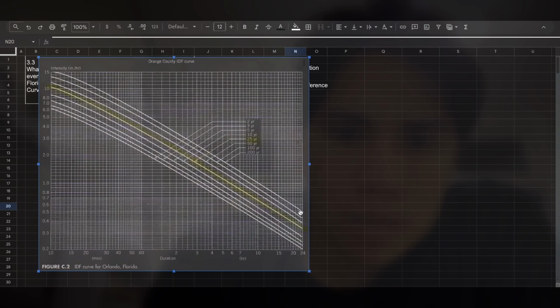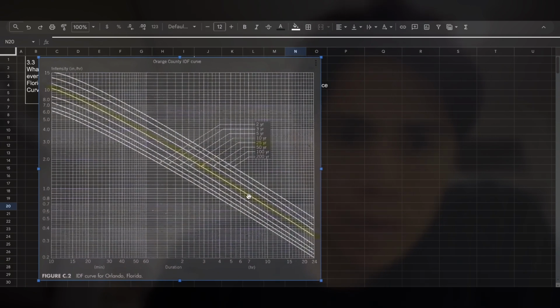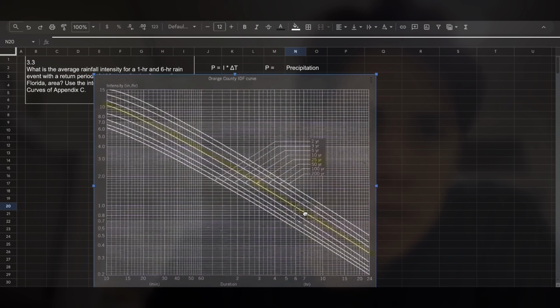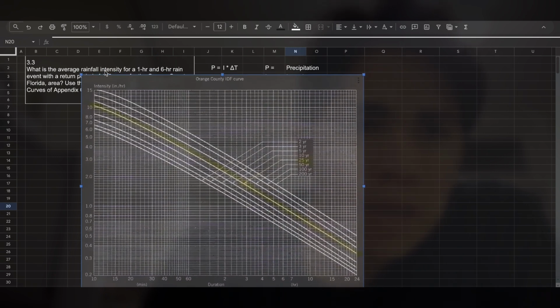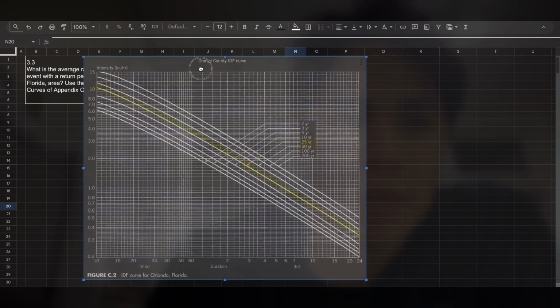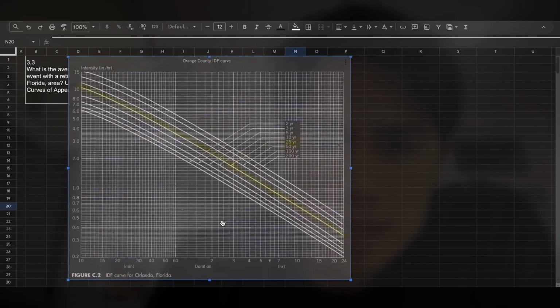Let's make this bigger. So we are given two storms. It asks what's the average rainfall for a 1 hour and 6 hour rain event. In an IDF curve, in the x-axis you have the duration of the storm, and in the y-axis you have the intensity in units of inches per hour of precipitation. Each one of these curves represents a different return period. We are asked to determine 1 hour and 6 hours for a 100-year return period.